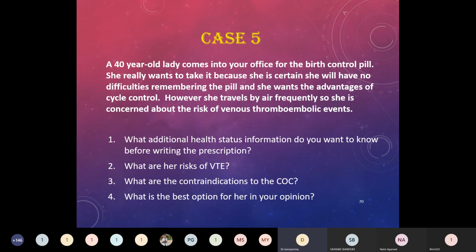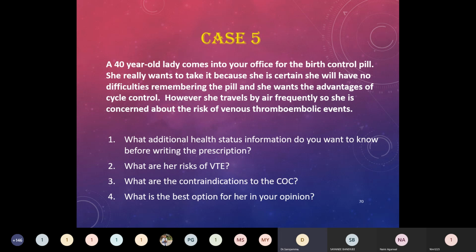And what are the contraindications for the usage? We discussed a lot about the contraindications of combined oral contraceptives. The best option for her is to go for progestational methods like implants, injections, or LNG-IUCD is the best for her.